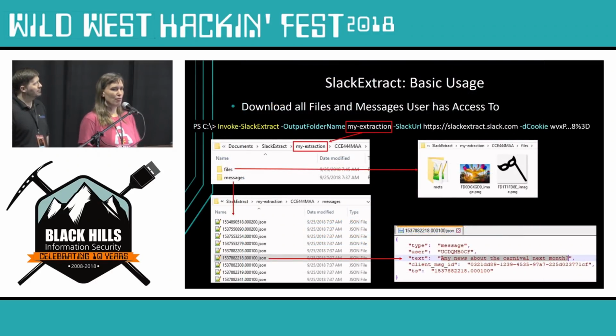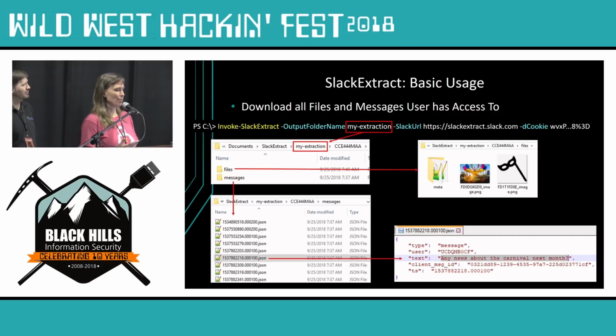OK, so here we have basic usage. We have our authorization token, or our D cookie, and we say invoke Slack extract. We give it the output folder name. We give it the Slack URL and our D cookie. And I have an ellipsis there in the middle of the D cookie because I don't want to paste that big, long D cookie in. But that would be that big, long D cookie there.